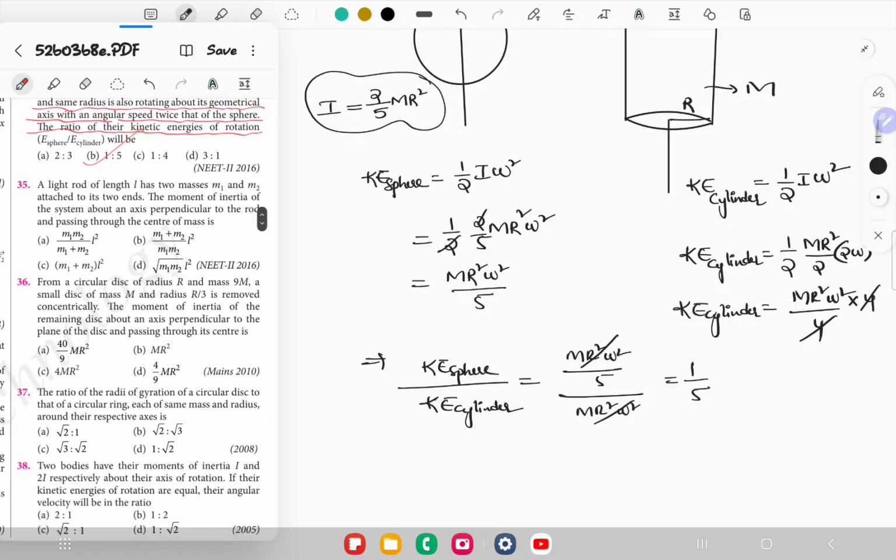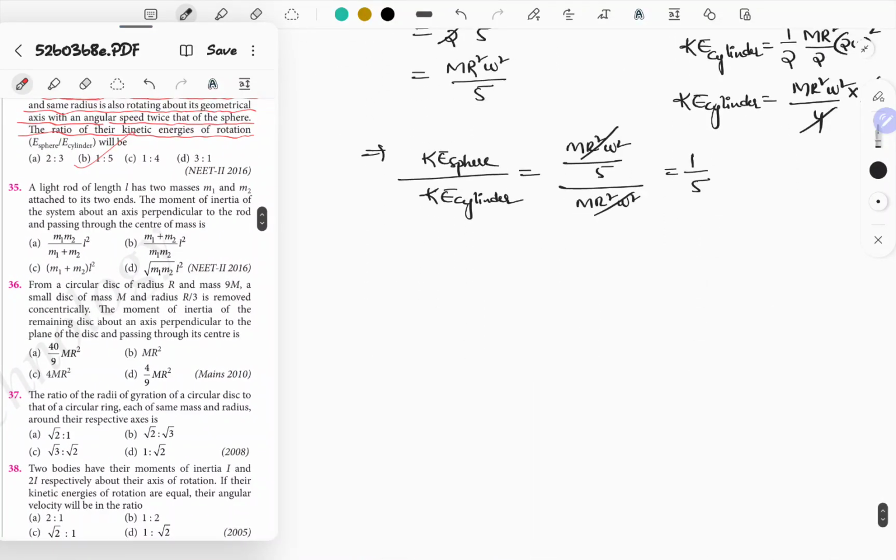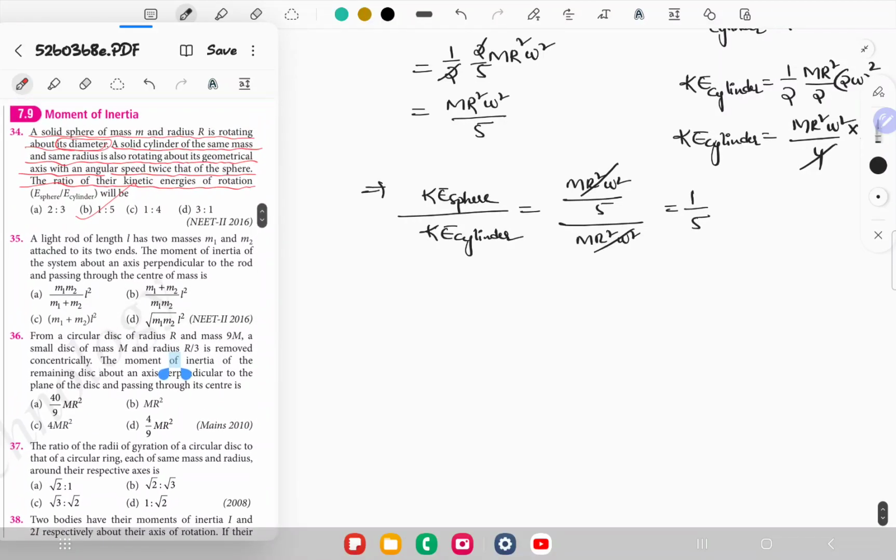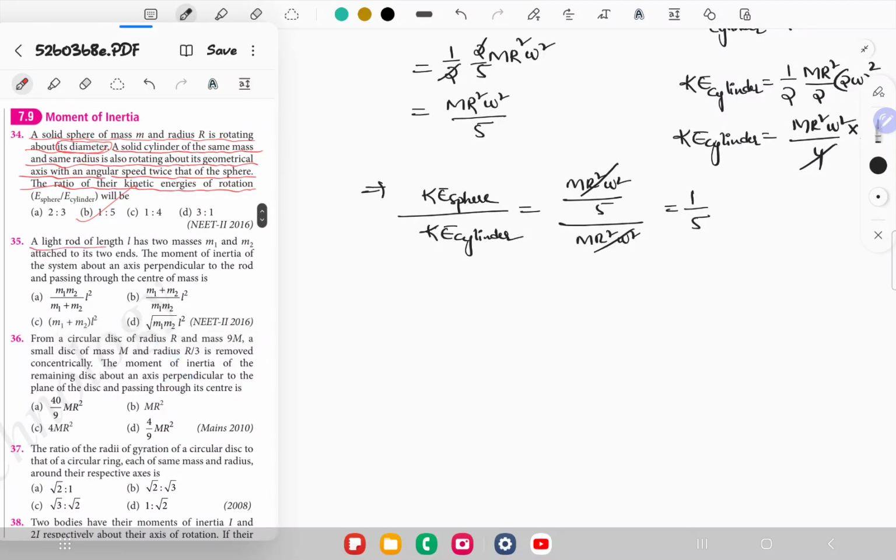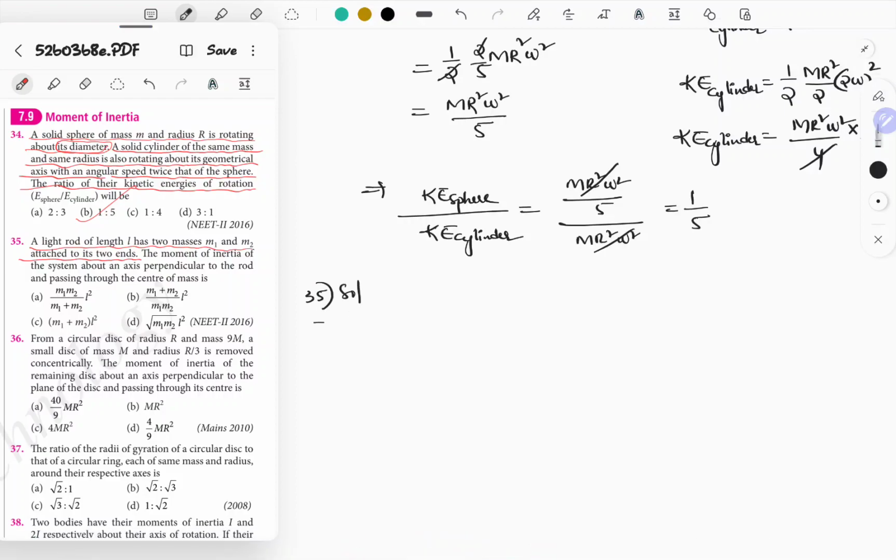Very good. Let me solve the next question. Hope you understood, guys. Next, a light rod of length L has two masses m1 and m2 attached to its two ends. Okay. Question number 35.